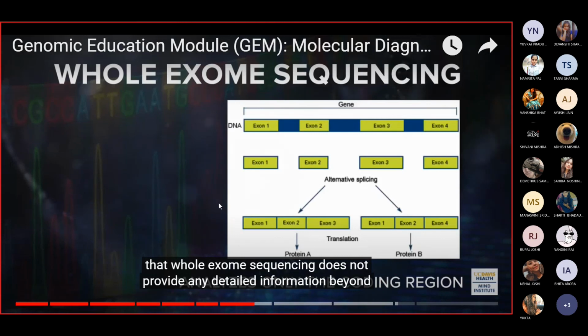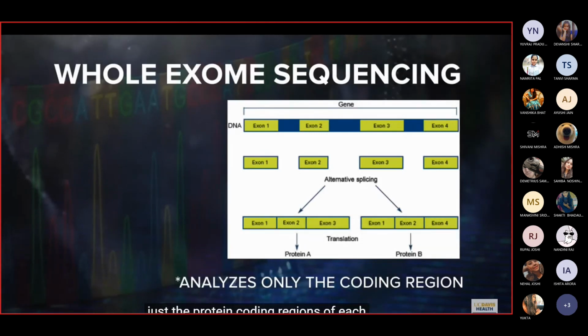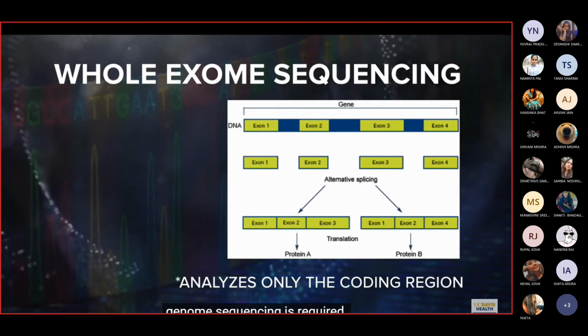It does not provide any detailed information beyond just the protein coding regions of each gene. To get that information, whole genome sequencing is required.